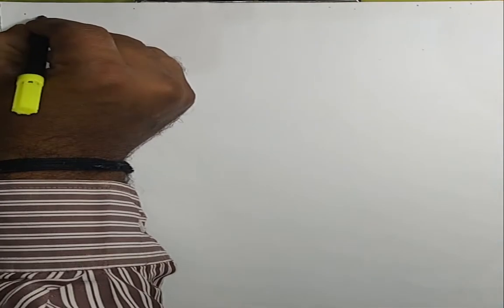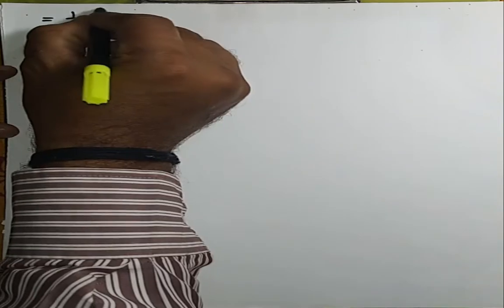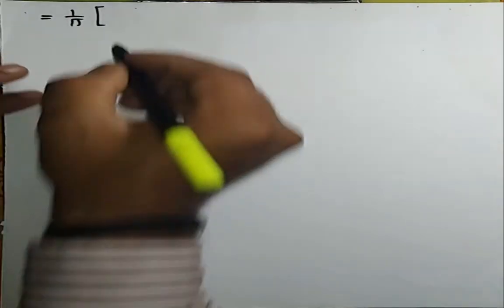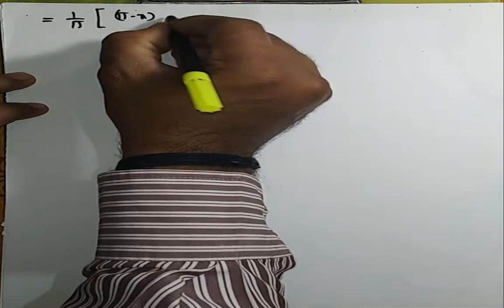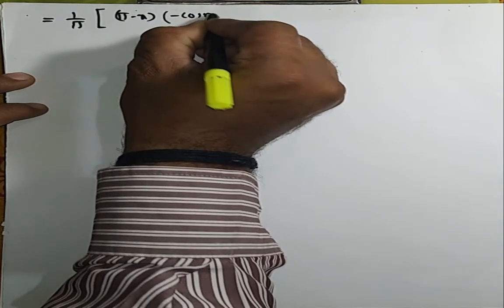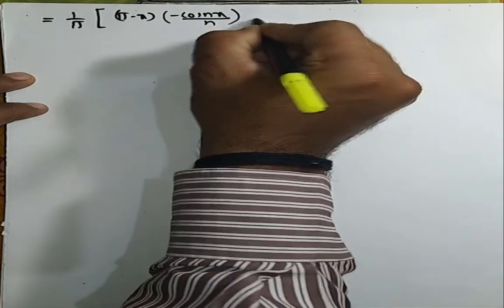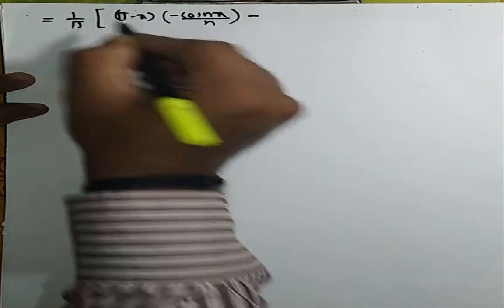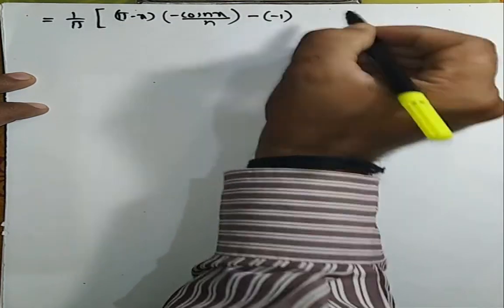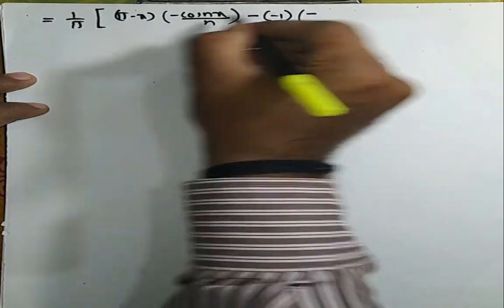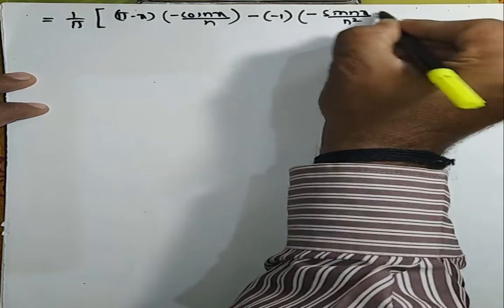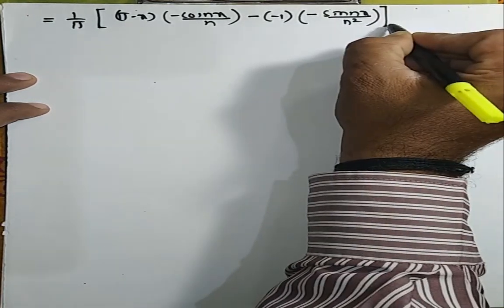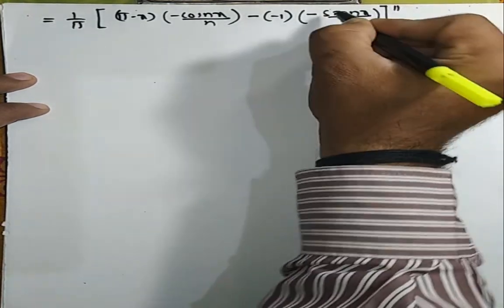So I can write here 1 by pi, bracket, applying Bernoulli's rule. First function pi minus x as it is, integration of sine is minus cos nx divided by n, bracket, minus differentiation of this function becomes minus 1, and integration of this one, minus cos, is sine nx divided by n square, then applying limit 0 to pi here.